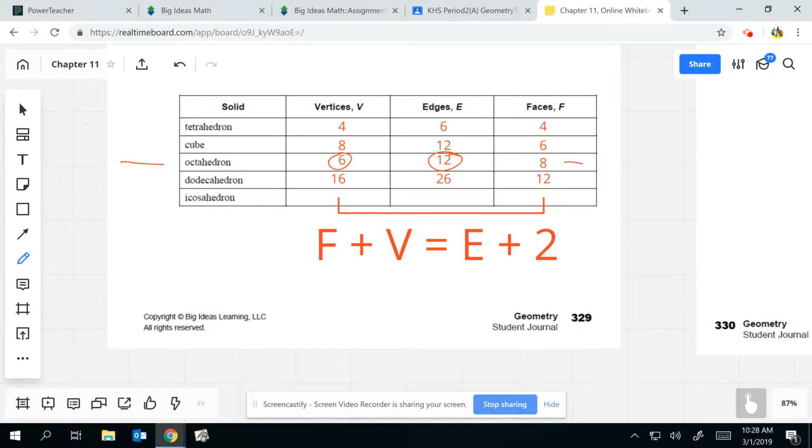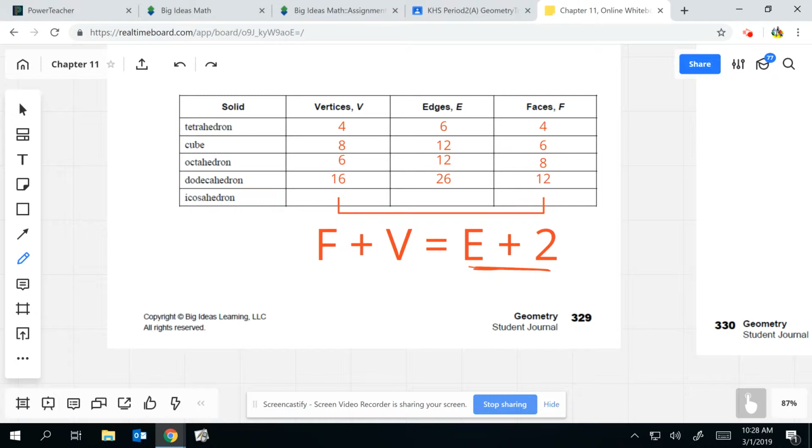There is a relationship between these. The relationship between the faces and the vertices and the edges is that if you add 2 to your edges, so I had 12 edges, if I add 2 to it, I would get 14. Now that's going to be the same value as your faces and your vertices together, and if you added 6 to 8, you would get 14. So that is a theorem that actually works. Faces and vertices together is the same thing as your edges plus 2.